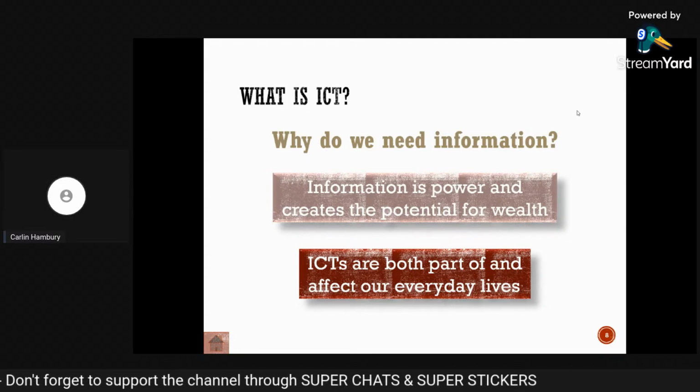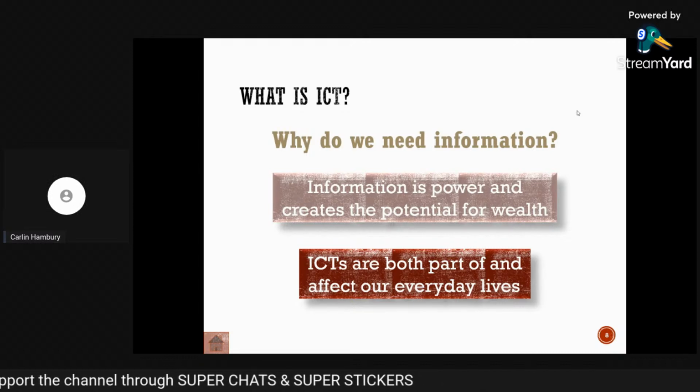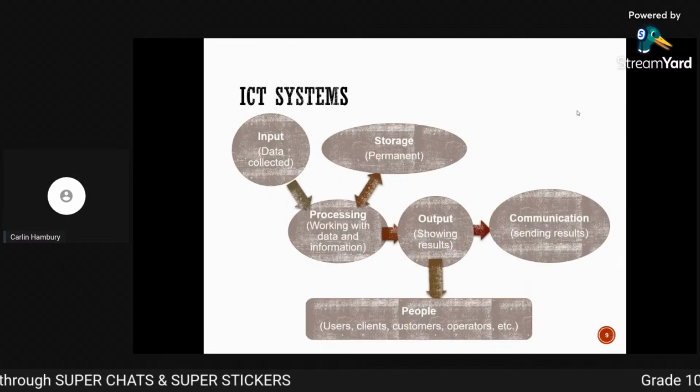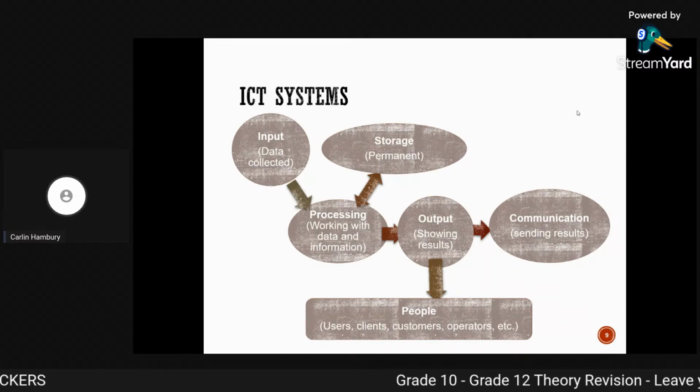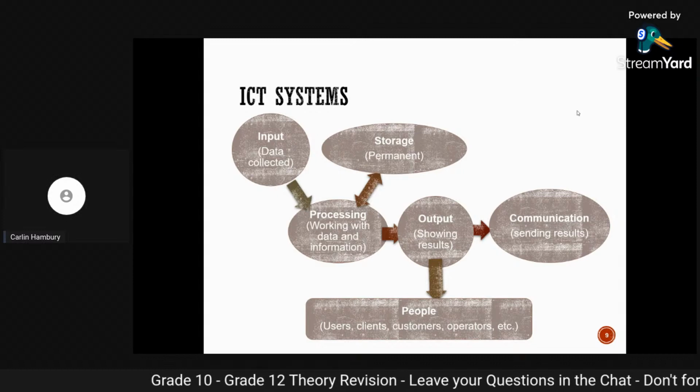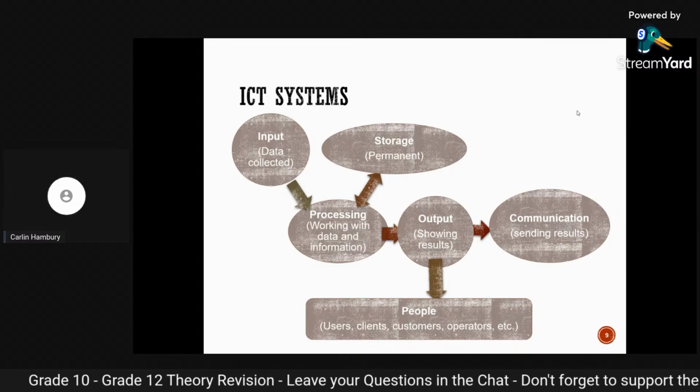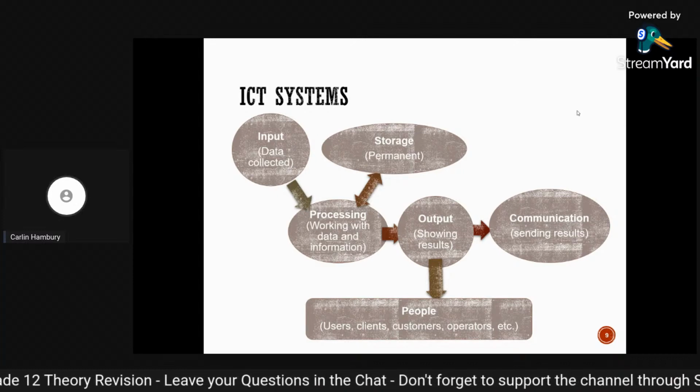And most of us just take it for granted that this is how it is. Okay. So when we look at the ICT systems, there we can see again our information processing cycle. I'm not going to go through that again. We have been through that. Remember our input, processing, output, and then we've got our storage and communication.